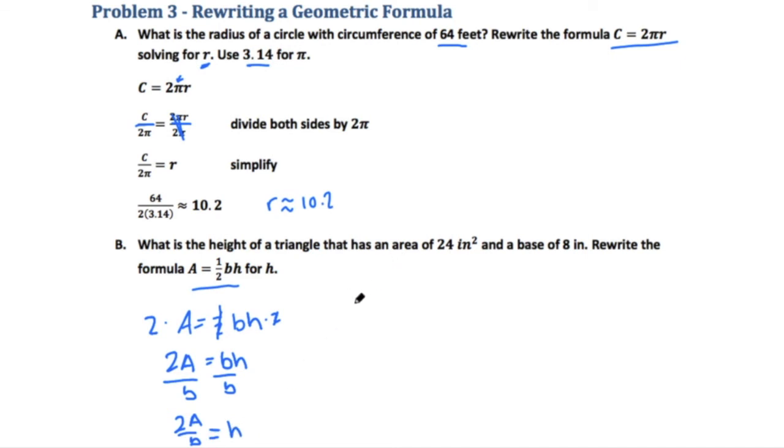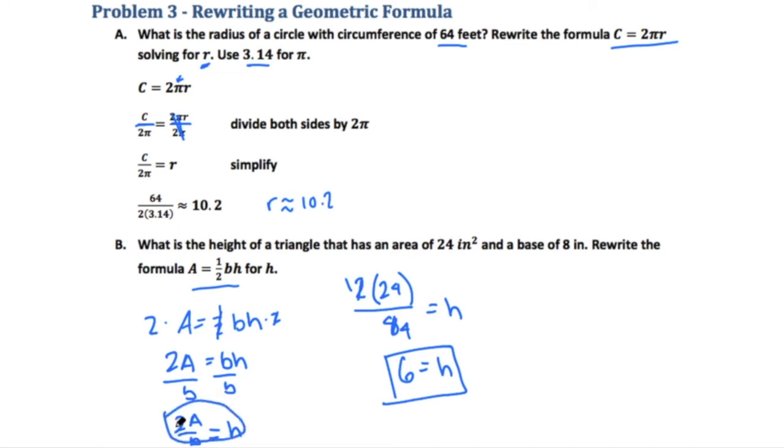Great. So let's plug in what we know. That's 2a is 24, and that's over our base is 8, and that's going to be equal to h. So 2 goes into 2 once, into 8 4 times, and 24 divided by 4 is 6 equals h. So we rewrote the equation here, and we used it to find a value h.